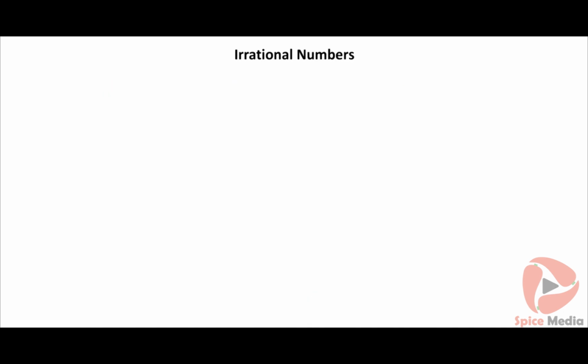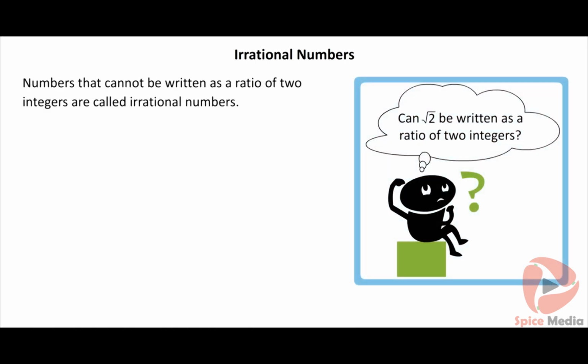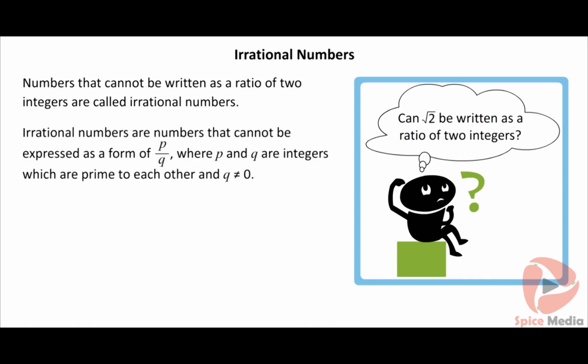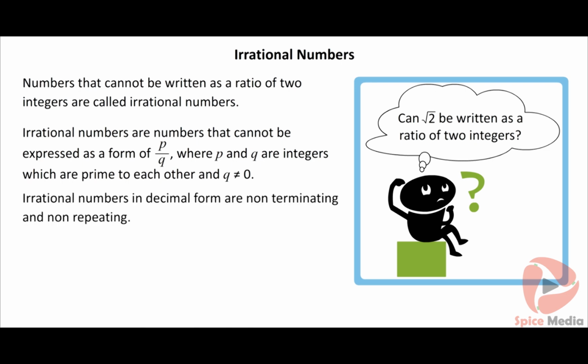Now let us see about the irrational numbers. Numbers that cannot be written as a ratio of two integers are called irrational numbers. Irrational numbers are numbers that cannot be expressed as a form of p by q, where p and q are integers which are prime to each other and q is not equal to 0. Irrational numbers in decimal form are non-terminating and non-repeating.